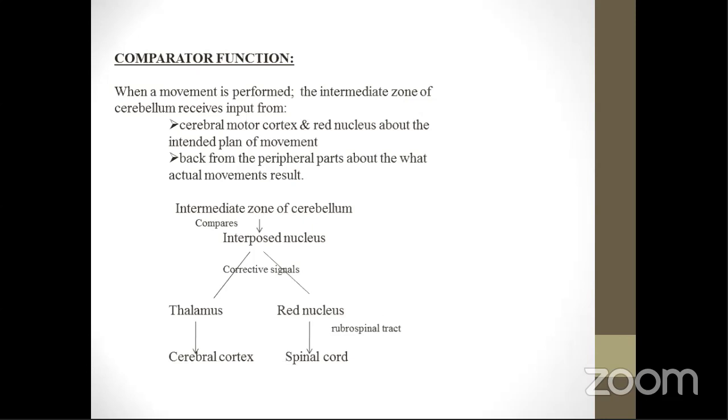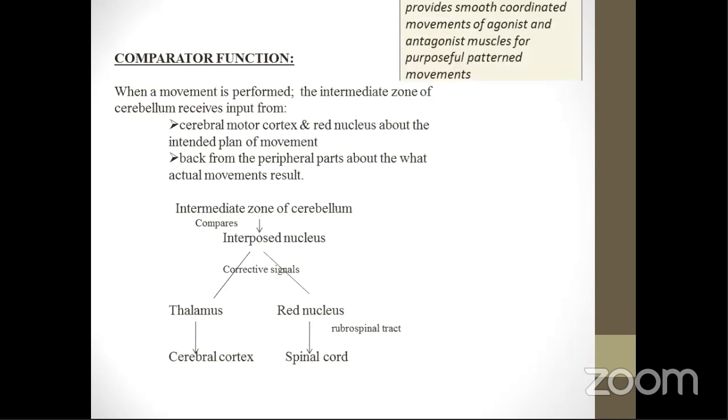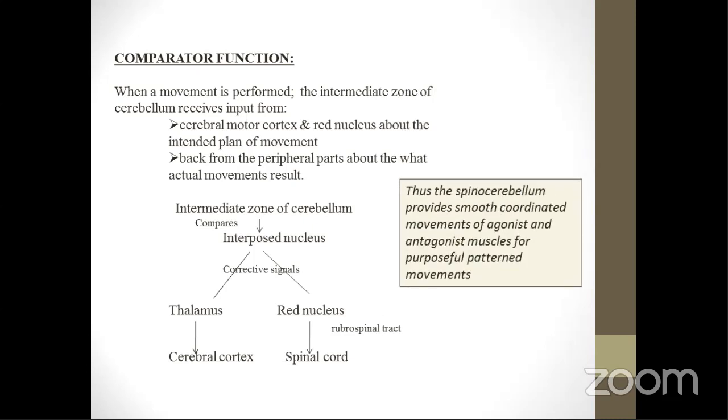Say for example, you are learning something. For the first time you are playing cricket, you are practicing catching. For the first time, it is not possible to do the exact activity, but this will be compared, and this is how the comparator function of the cerebellum operates. So there will be a smooth coordinated movement of agonist and antagonist muscles, and that too with a patterned, purposeful movement. This is possible with the help of the cerebellum.